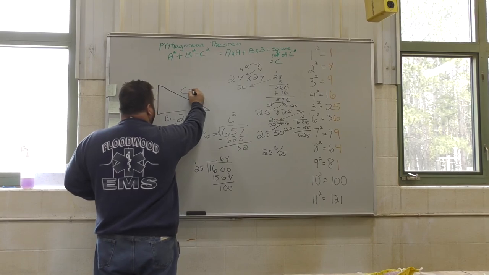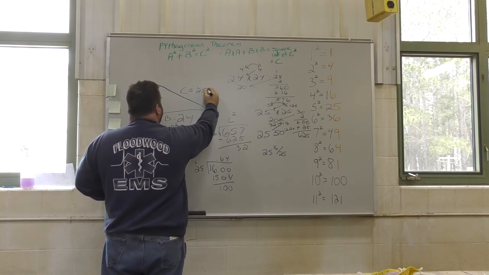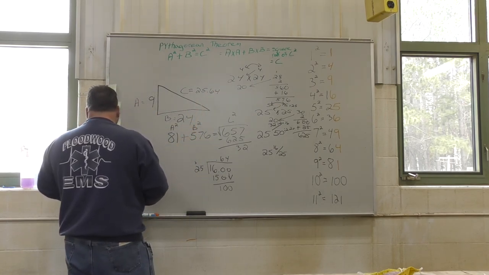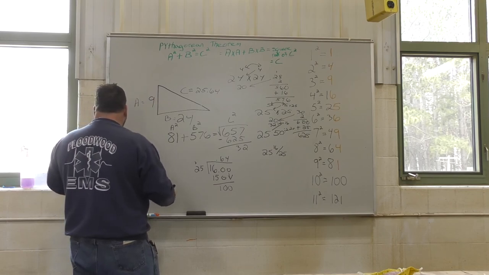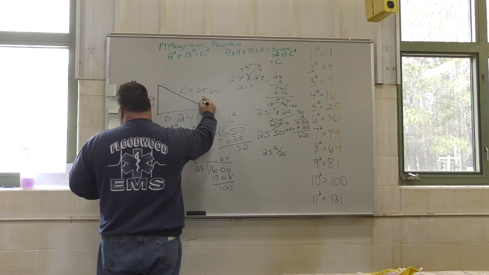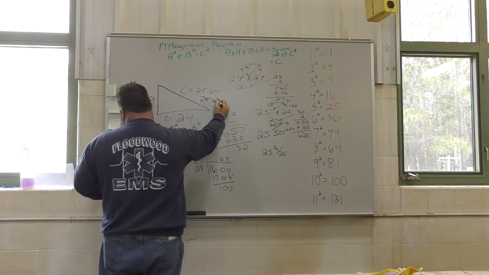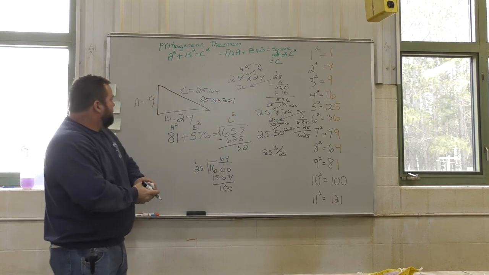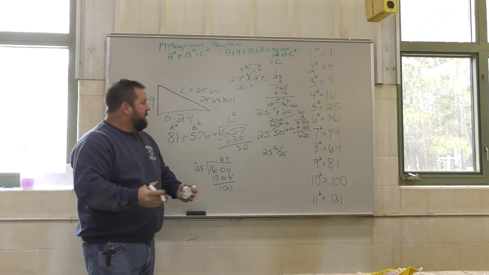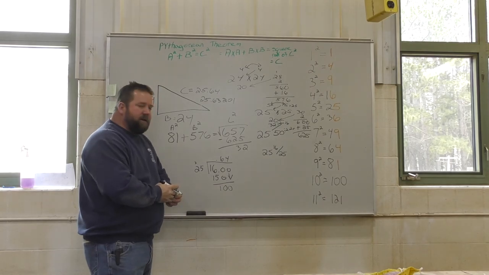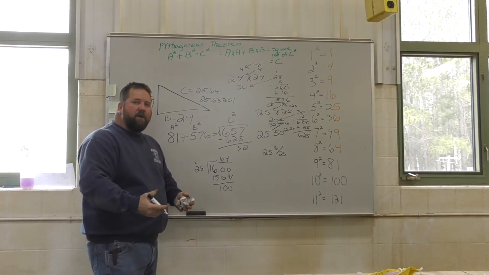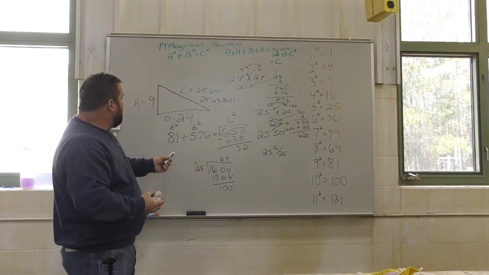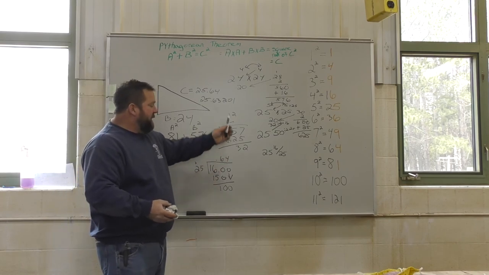So c equals 25.64. If you were to multiply this out on the calculator, you would come up with 25.63201. So look at how close we are. Like I said, when it comes to construction, this is not giving you the exact number, but it's giving you all that you need. So we're close enough.